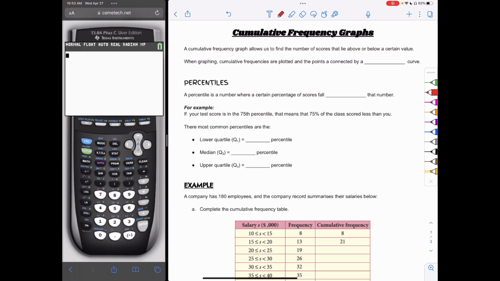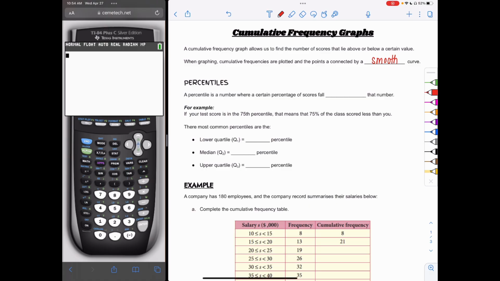Hello, today we're going to talk about cumulative frequency graphs. So a cumulative frequency graph allows us to find the number of scores that lie above or below a certain value. So anytime we want to graph a cumulative frequency graph, we have to understand that we are going to plot the cumulative frequencies, and then we are going to connect those points with a smooth curve.